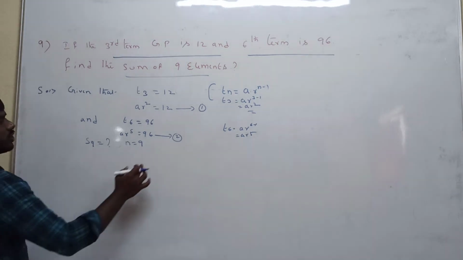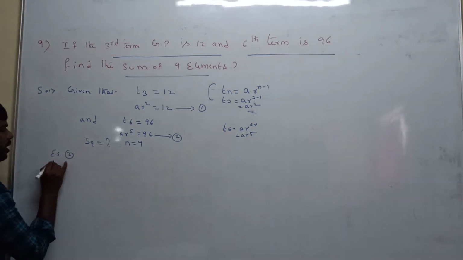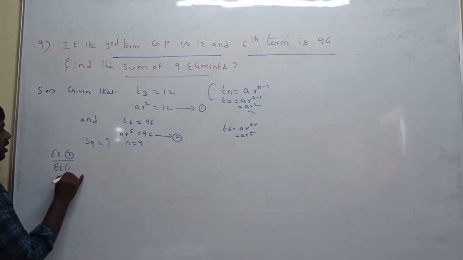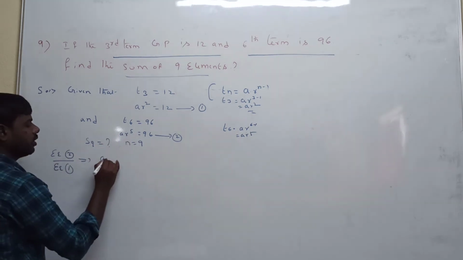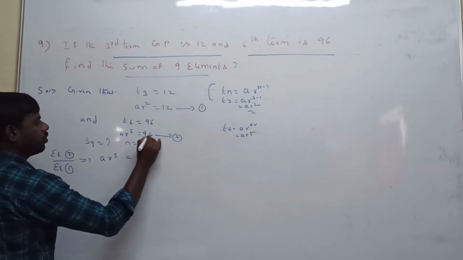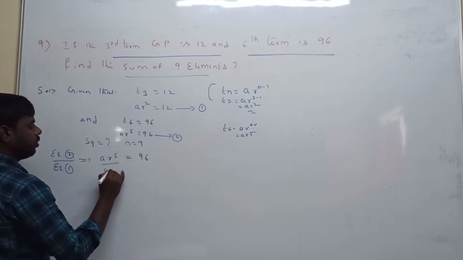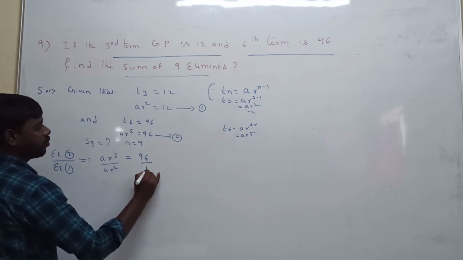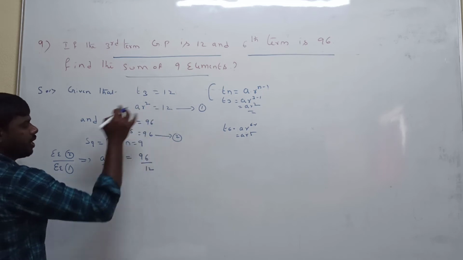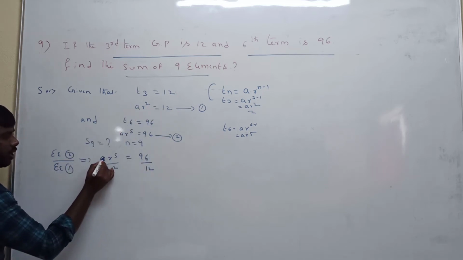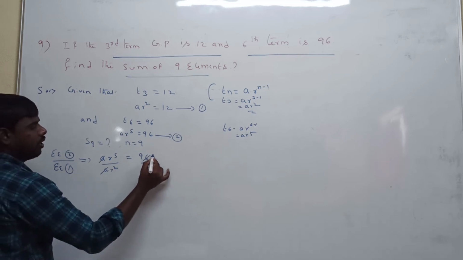Now solving equation 2 and 1, that means equation 2 divided by equation 1. What is equation 2? a into r to the power of 5 is equal to 96. What is equation number 1? a into r square is equal to 12. We divide left hand side by left hand side, right hand side by right hand side. Listen carefully. Numerator a and denominator a get cancelled. 12 1s are 12, 12 8s are 96, so 8.